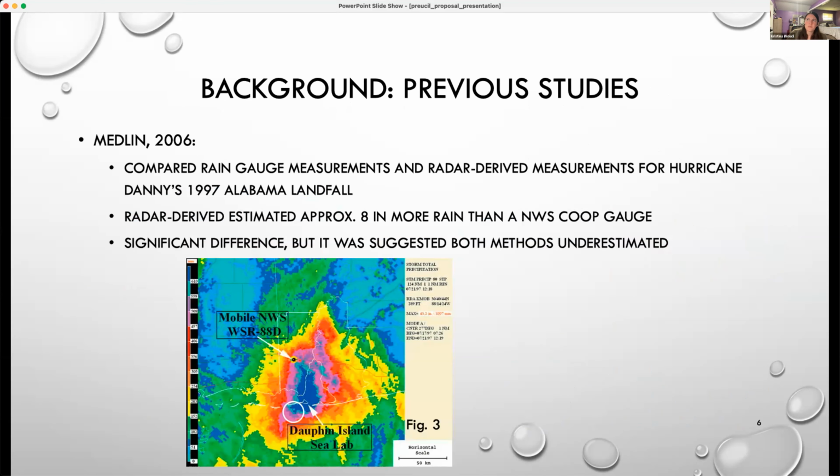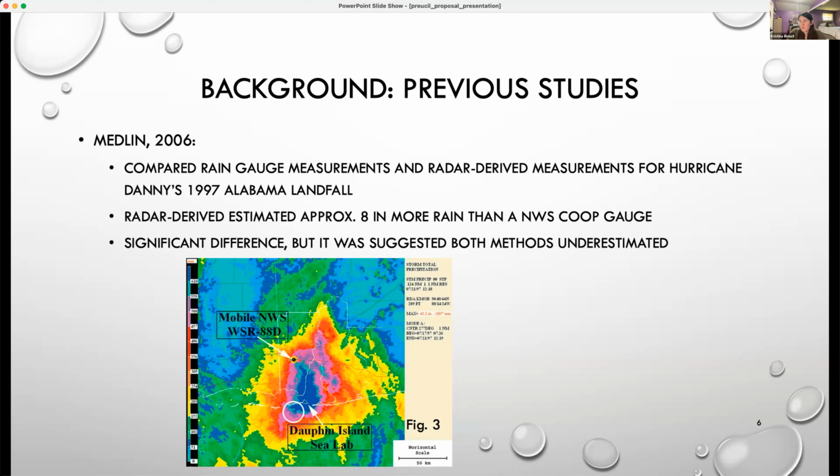So now I want to provide you with some information on previous studies that I found during my literature review that I think are pretty applicable. The first article is from Medlin in 2006. This was a National Weather Service affiliate studying Hurricane Danny in 1997, which made landfall on the coast of Alabama. He was comparing the difference between the rain gauge measurements and the radar-derived rainfall measurements in the landfall zone, and he found that the radar-derived estimates were 8 inches more than what the co-op gauge recorded. And they were also in different locations of the landfall zone.